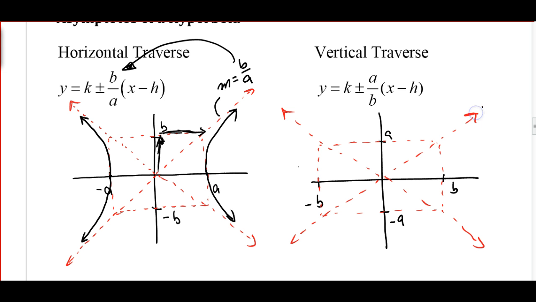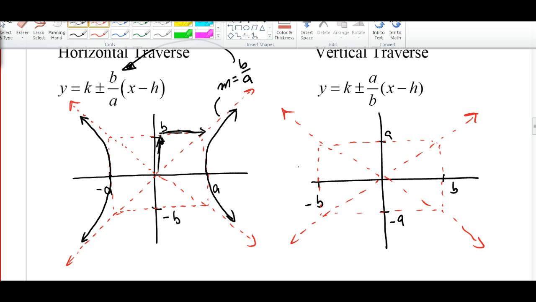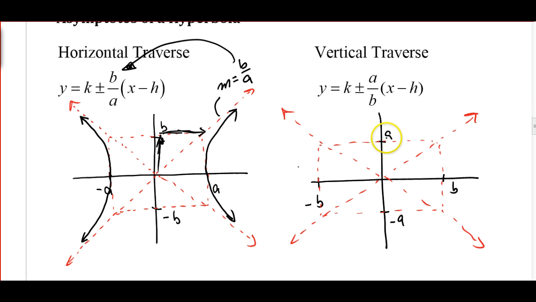Again, notice that they're dotted because they're not really part of the graph. And then using my rectangle and my asymptotes, I can draw on the curve. So we'll approach the asymptote over here, approach the asymptote over there. Notice I'm right on the vertex at A.